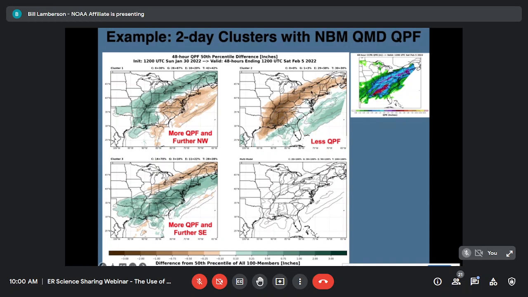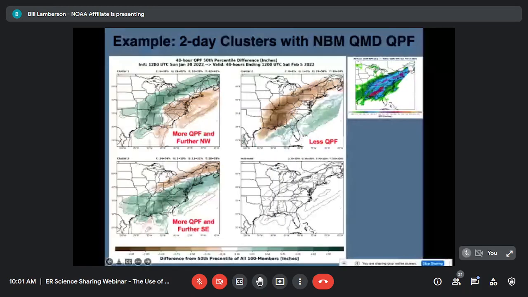Cluster 2, indeed, pretty much less QPF across the board, except maybe a little bit of higher amounts, but mainly offshore. And then cluster 3, more QPF, but the heaviest axis of precipitation is located a bit further southeast. So you can see it's mainly trimming back values along the northern fringes of that precipitation shield.